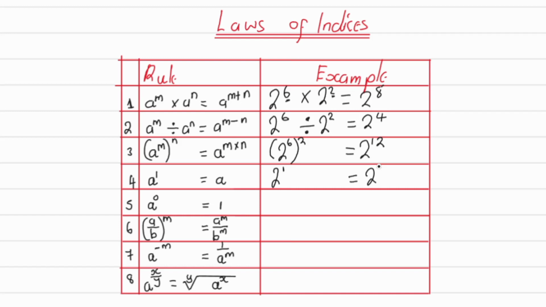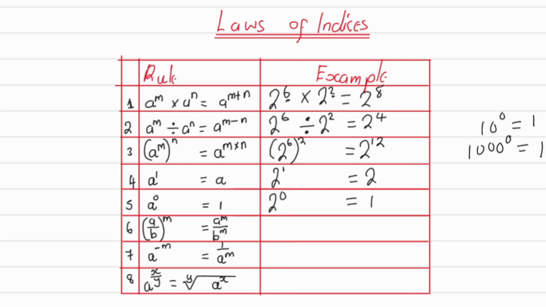The fifth rule says any non-zero value raised to the power of 0, the answer is always equal to 1. So what this means is if we take our 2 again and we raise it to the power of 0, the answer is equal to 1. Even if we take 10 and we raise it to the power of 0, the answer is always going to be 1. 1,000 to the power of 0, the answer is equal to 1.